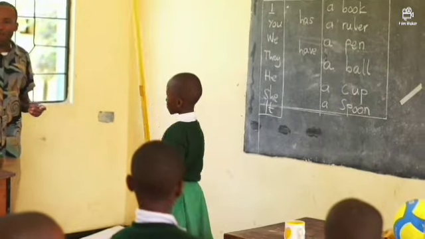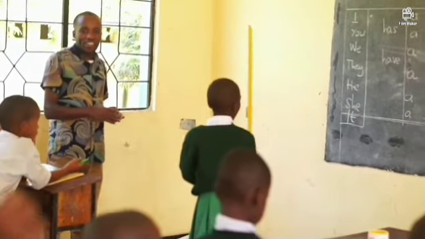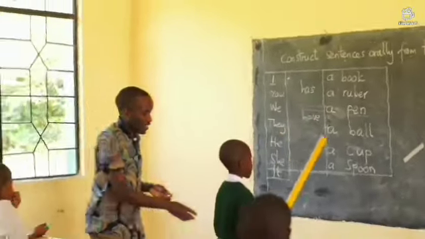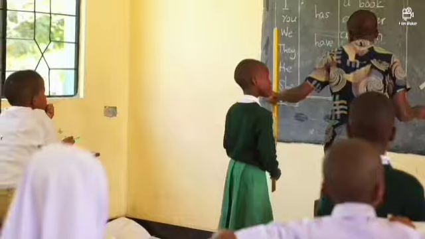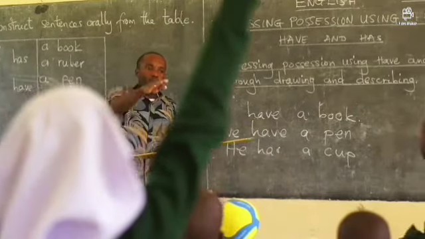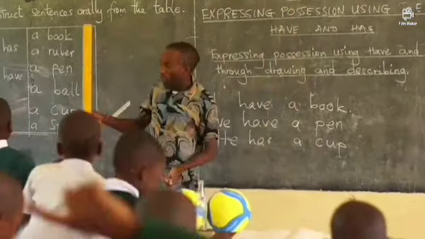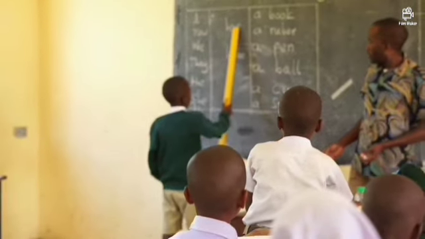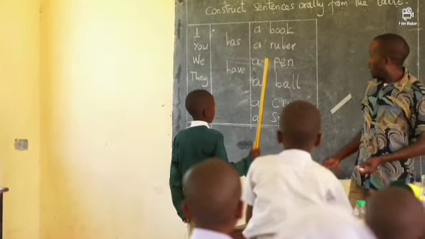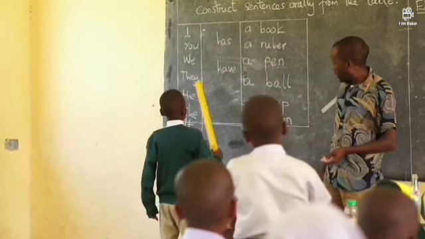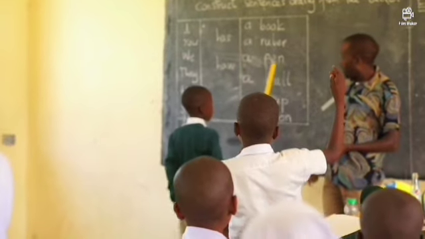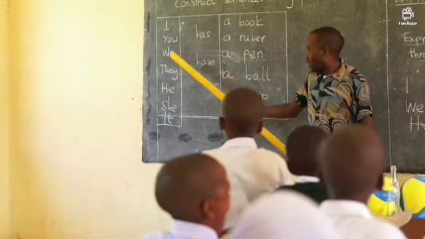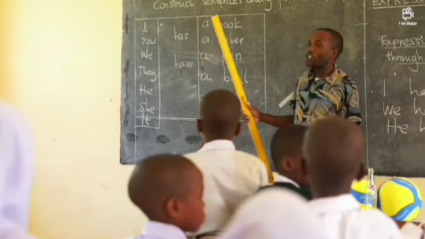He has a cup. Just read. He has a cup. Again. He has a cup. Thank you. Please, keep to your feet, then I will read. He has a ruler. Again. He has a ruler. It has a ruler. Okay, thank you. Good.